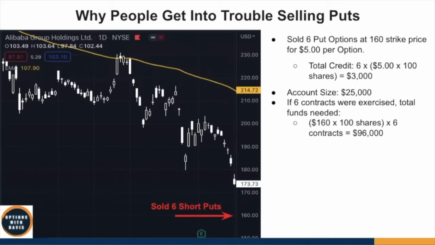So as you can see, if 6 contracts were exercised, the total funds that you need will be $96,000. So he said, Davis, don't worry. The stock right now has already been selling off so much that it has found the bottom. He says, how much further can it go, right? It has already gone down a lot. So I told him, you never know.